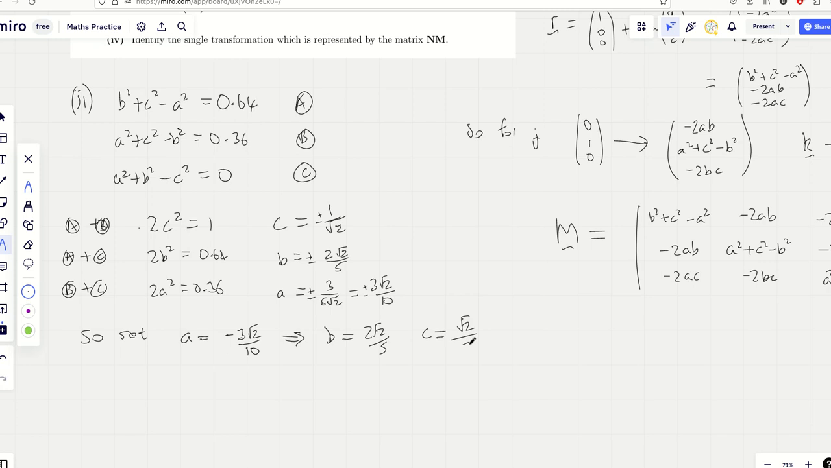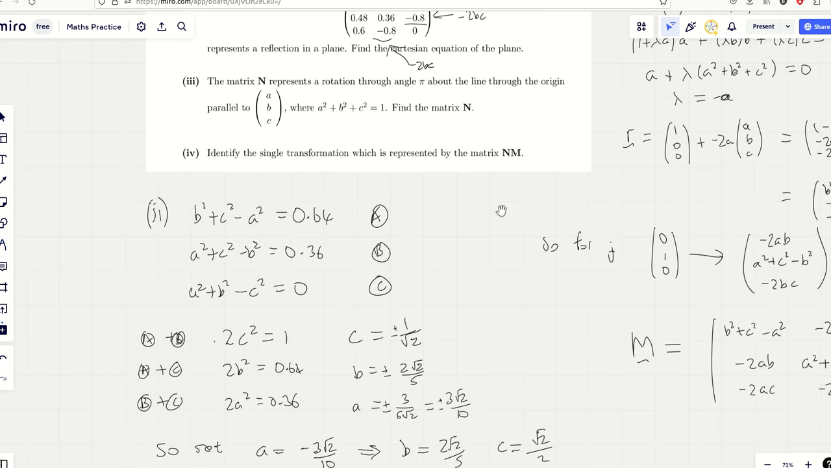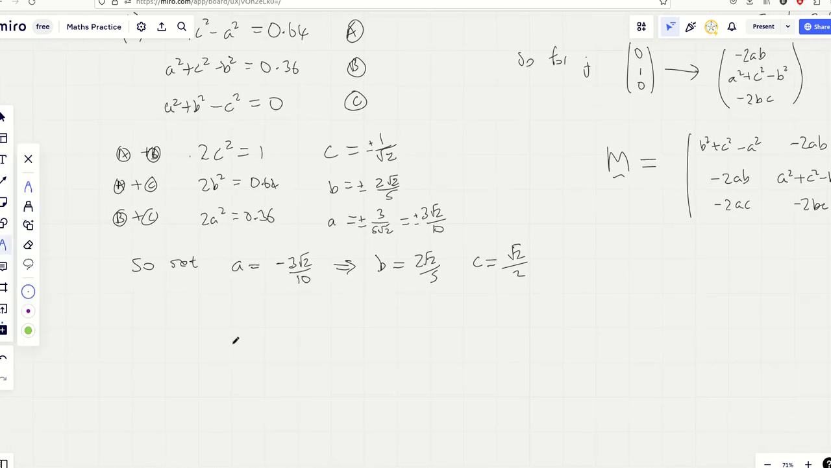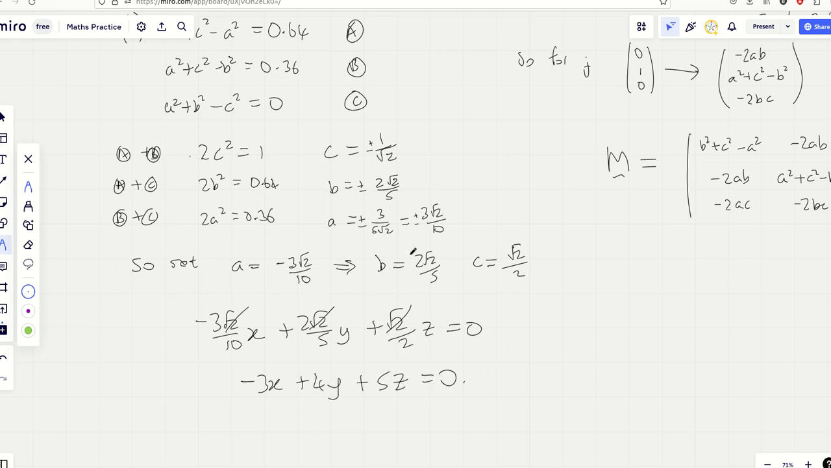And I wrote this as root 2 over 2, and then you've got to write down here the final Cartesian equation of the plane. So we just plug in these values, so you get minus 3 root 2 over 10 x plus 3 root 2 over 5 y plus root 2 over 2 z equals 0. Cross out the root 2's, it's lovely that they vanish. Times everything by 10, you're going to get minus 3x plus 4y plus 5z equals 0, and you're good.